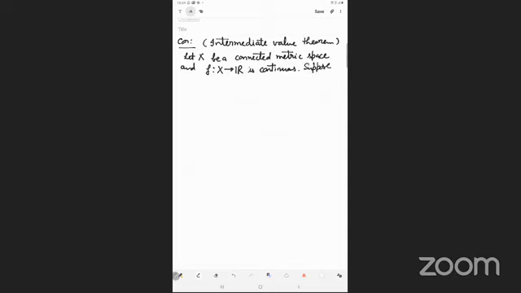Suppose alpha belongs to the interval between the infimum of f(X) and the supremum of f(X). Then there exists z belonging to X such that f(z) is equal to alpha.